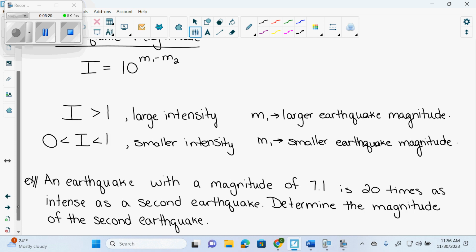All right. So we have to decide which magnitude are we given, M1 or M2. And we can only decide that based off of the intensity. So what is the intensity? Which number represents intensity? 20. It says an earthquake with a magnitude of 7.1 is 20 times as intense. So my intensity equals 20. So then I know M1 has to be the larger because that's greater than 1. If this is greater than 1, M1 is the larger, M2 is the smaller.